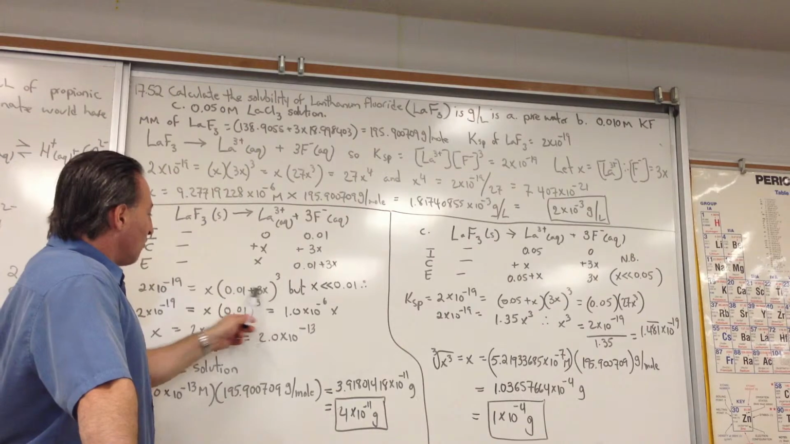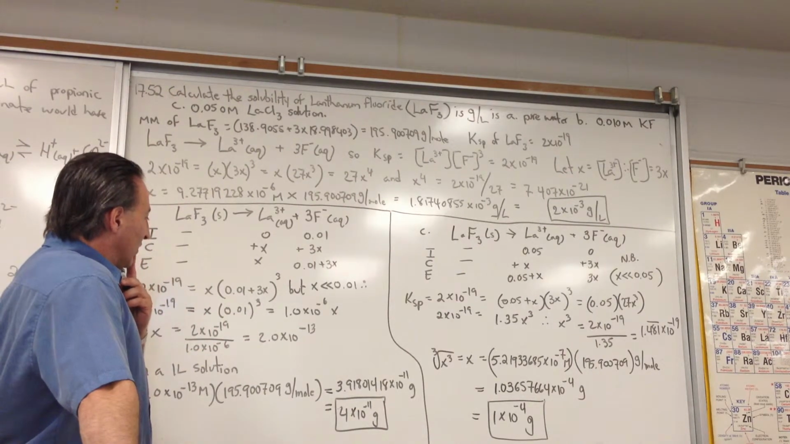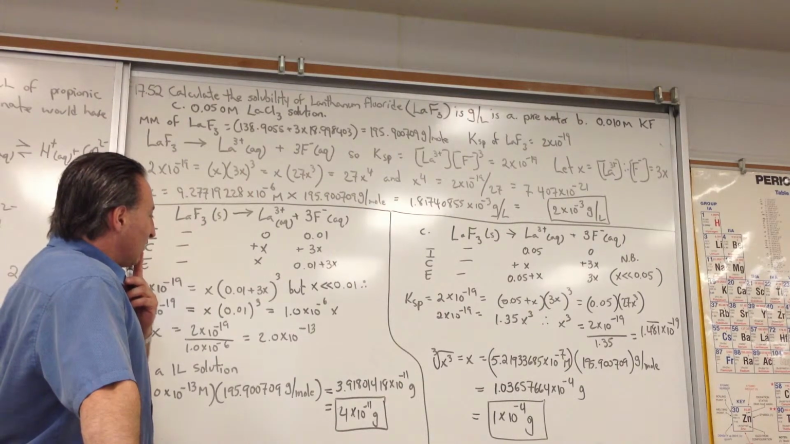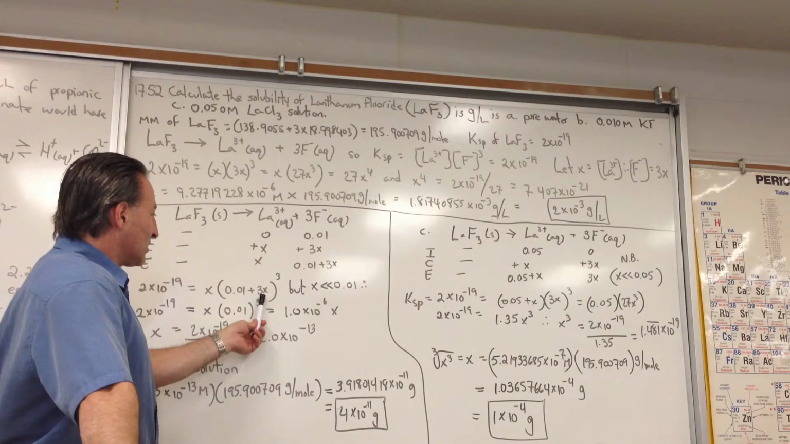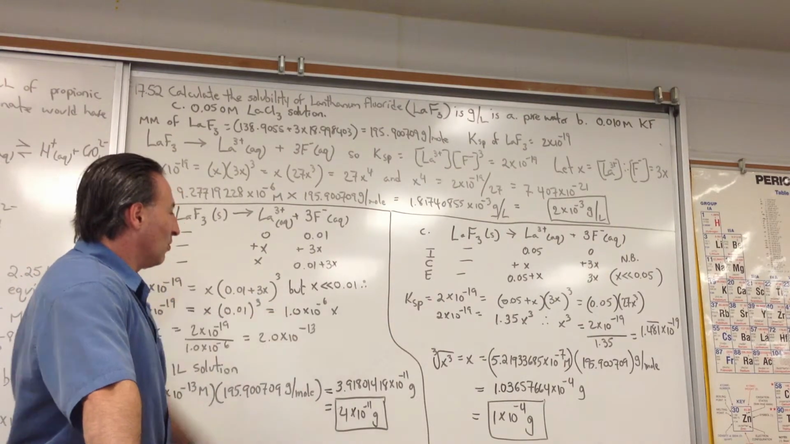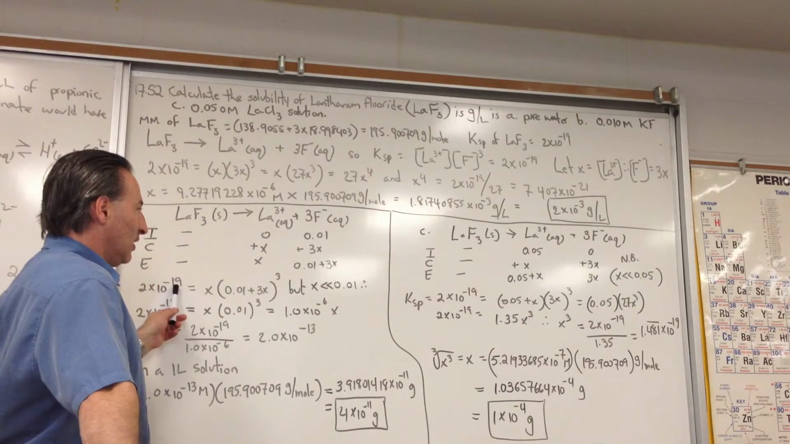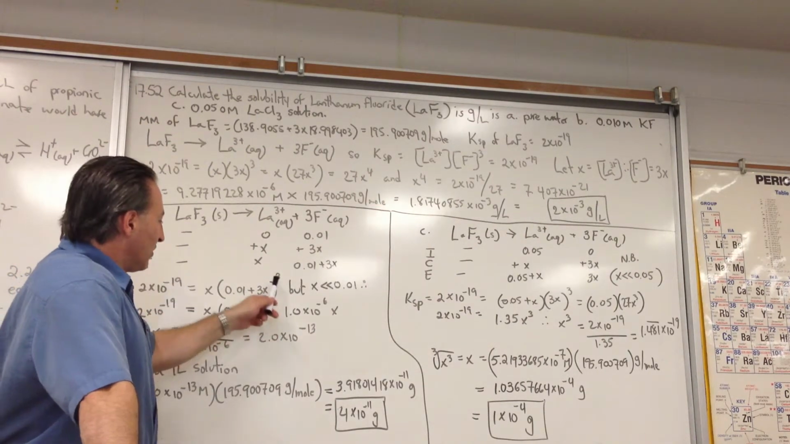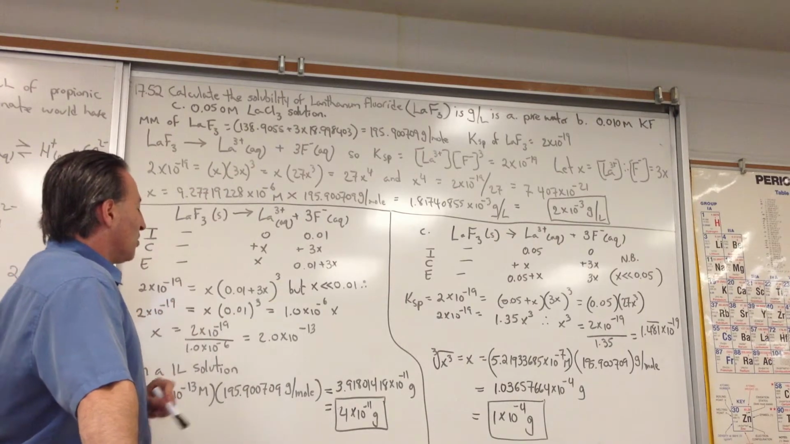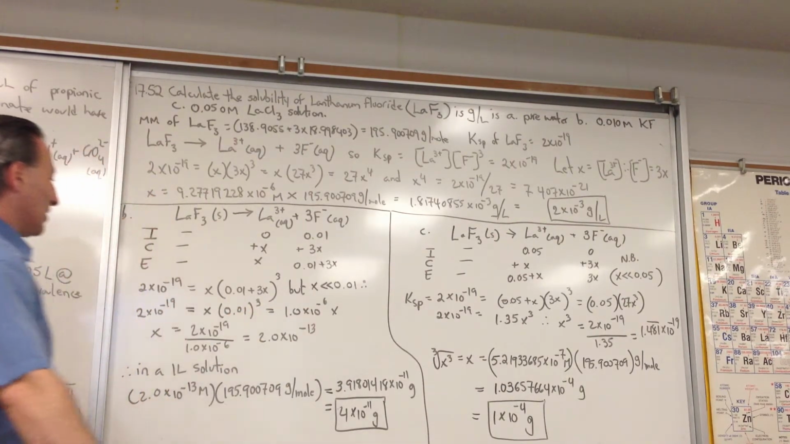And we could solve this, but we'd have to use a graphing calculator to do it if our math is not up to it. But I think we can safely say that this number, 3x, is way smaller than 0.01, because we're looking at something on the order of 10 to the negative 19. So I ignored the 3x part, and I just wrote x times 0.01 cubed. And that simplifies to 1.0 times 10 to the minus 6x.